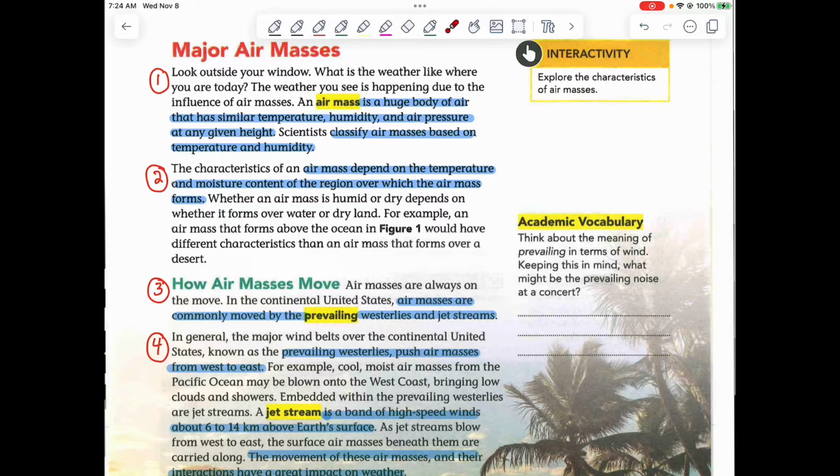And then I highlighted scientists classify air masses based on temperature and humidity. So in this paragraph, this is what I found to be important. That's really touching on what the big idea is.